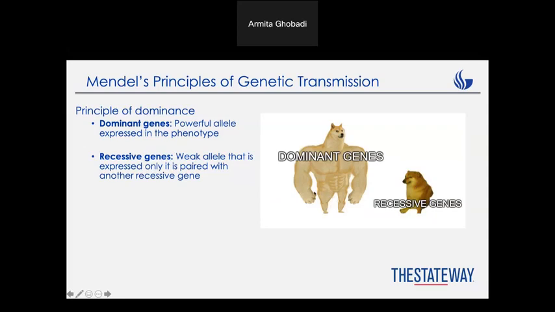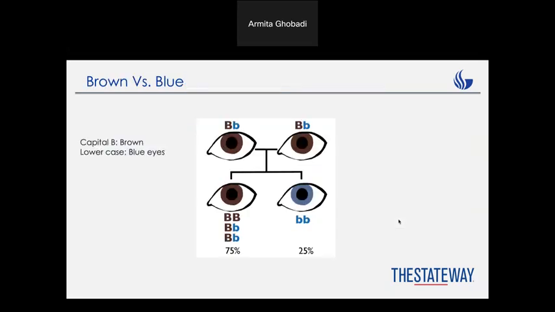Most of the time, we will show dominant genes, or let's say powerful alleles that can be expressed in the phenotype, with a capital letter. For example, we're going to show that with a capital B. Recessive genes are those weak alleles that are expressed only if paired with another recessive gene. We're going to show recessive genes with lowercase letters.